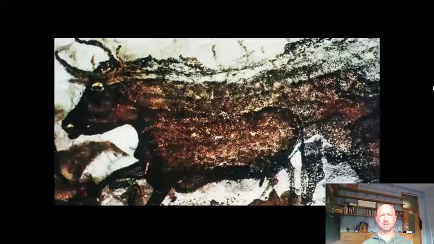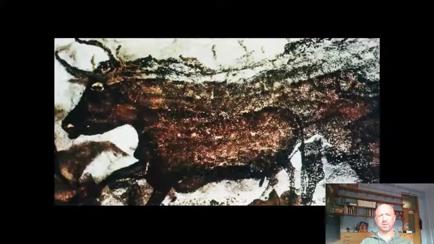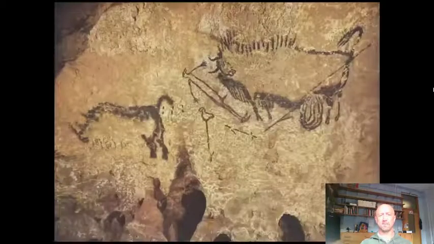A bison here. And in this case, maybe you can see the way that the actual protuberance of the rock juts out in this area here in order to show a distended abdomen that may be a representation of an animal that is pregnant. Head, very accurate representation, right? They're trying to represent these things as accurately as they can.